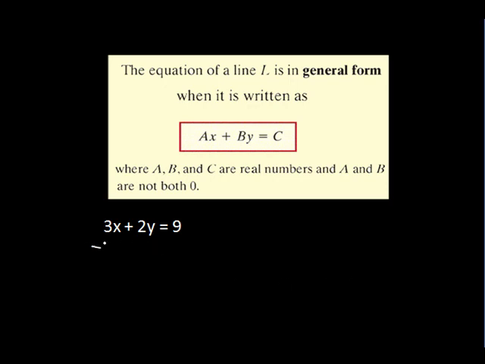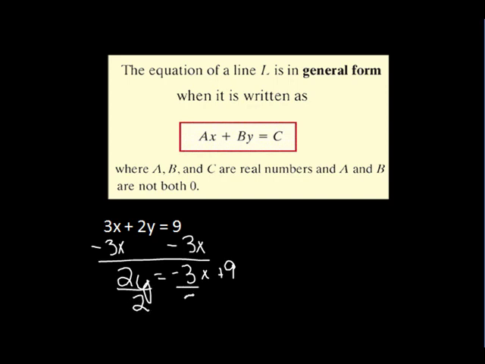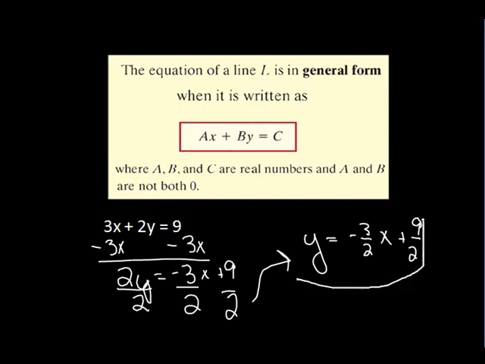We're going to get y by itself, so we need to subtract 3x from both sides. So 2y equals negative 3x plus 9. Every part gets divided by 2 because we want y by itself. So y equals negative 3 halves x plus 9 halves. And now it's in the form ready for our calculator.